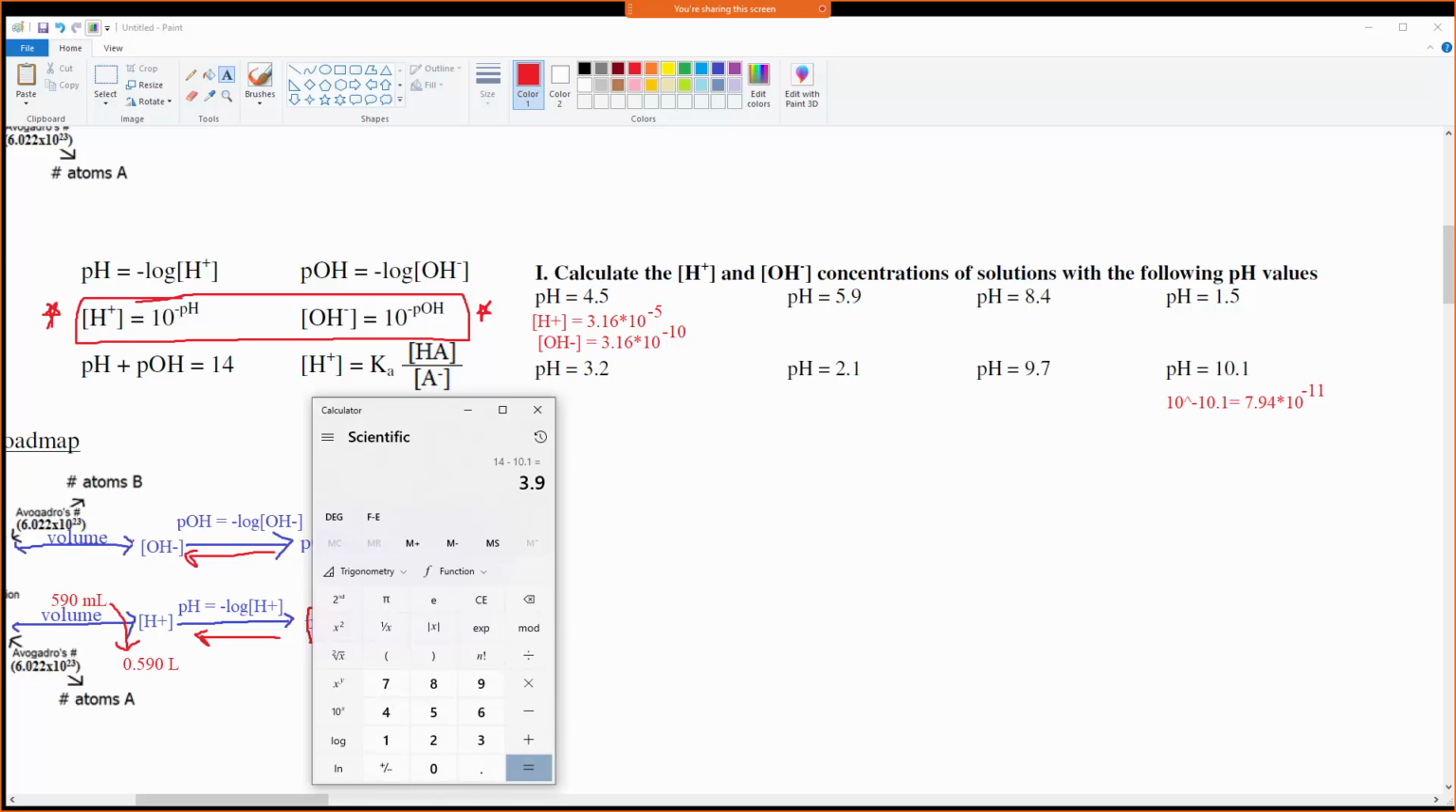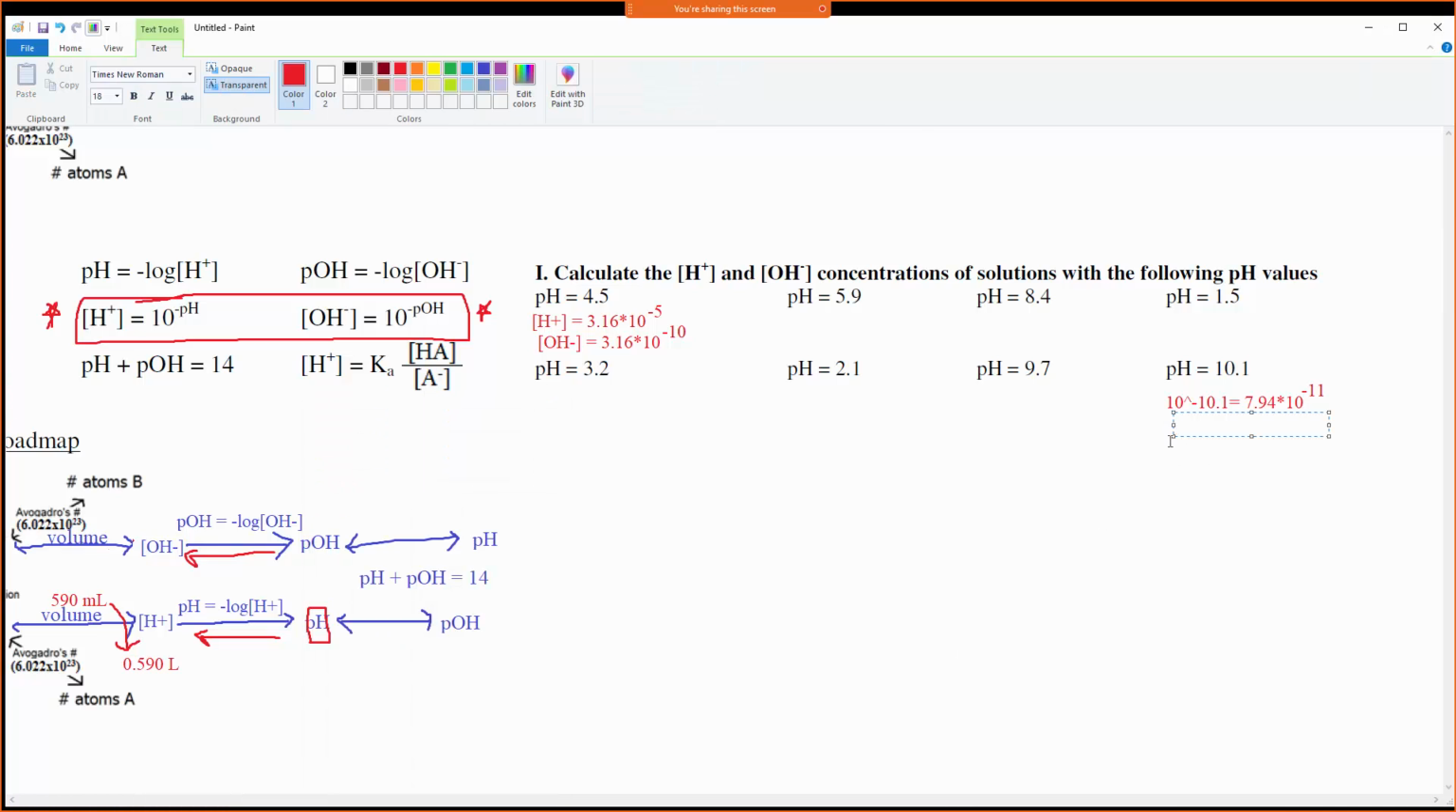All right, so if we subtract 10.1 from 14, this gives me my pOH, so 10 to the negative 3.9. There we go, 1.25 times 10 to the negative 4.